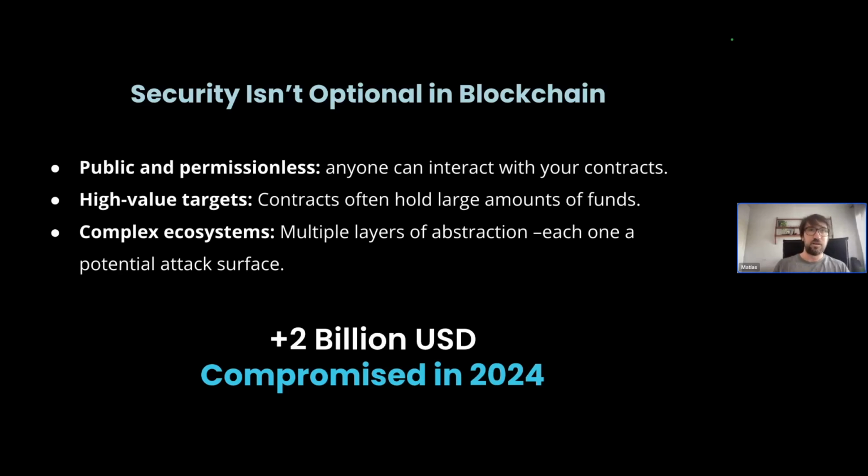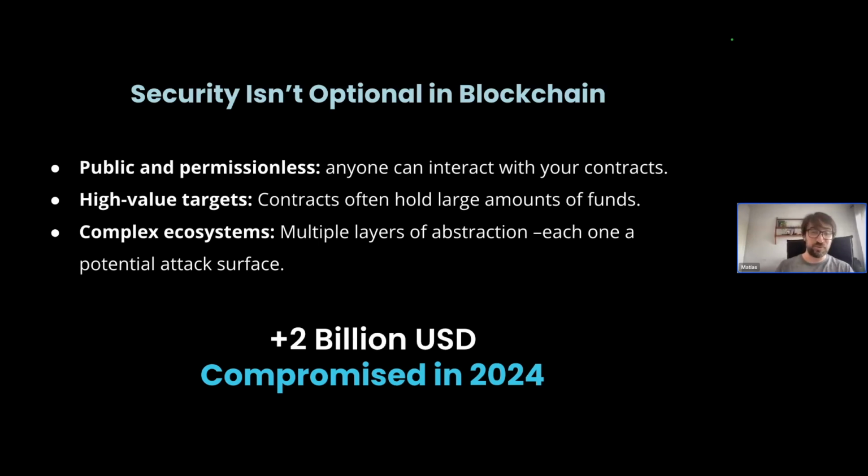And third, blockchain is a really complex ecosystem. It involves multiple layers of abstraction, and each one can introduce potential vulnerabilities, as each one is a potential attack surface. Of course, attackers know this, and their job is to hunt for those weaknesses and exploit them.